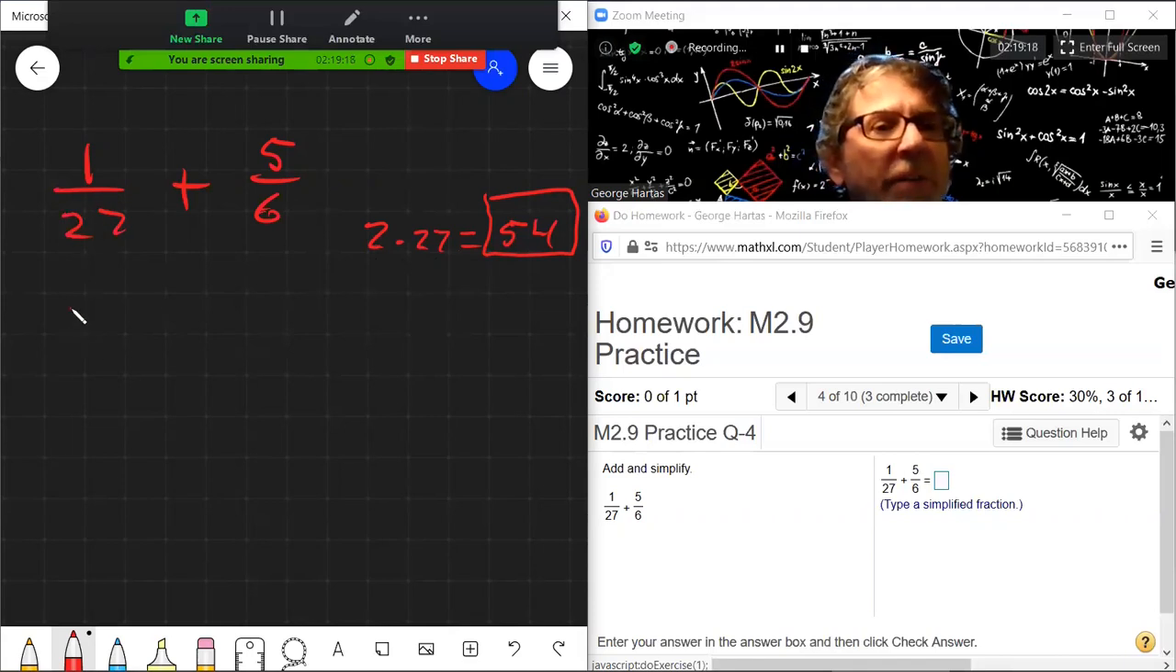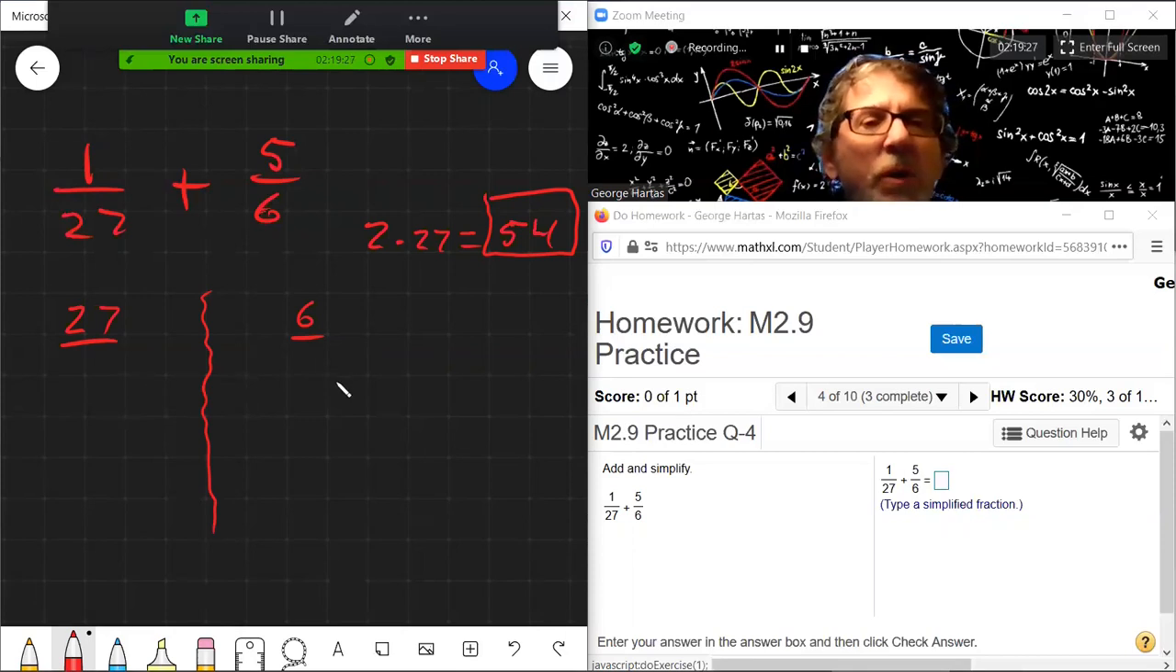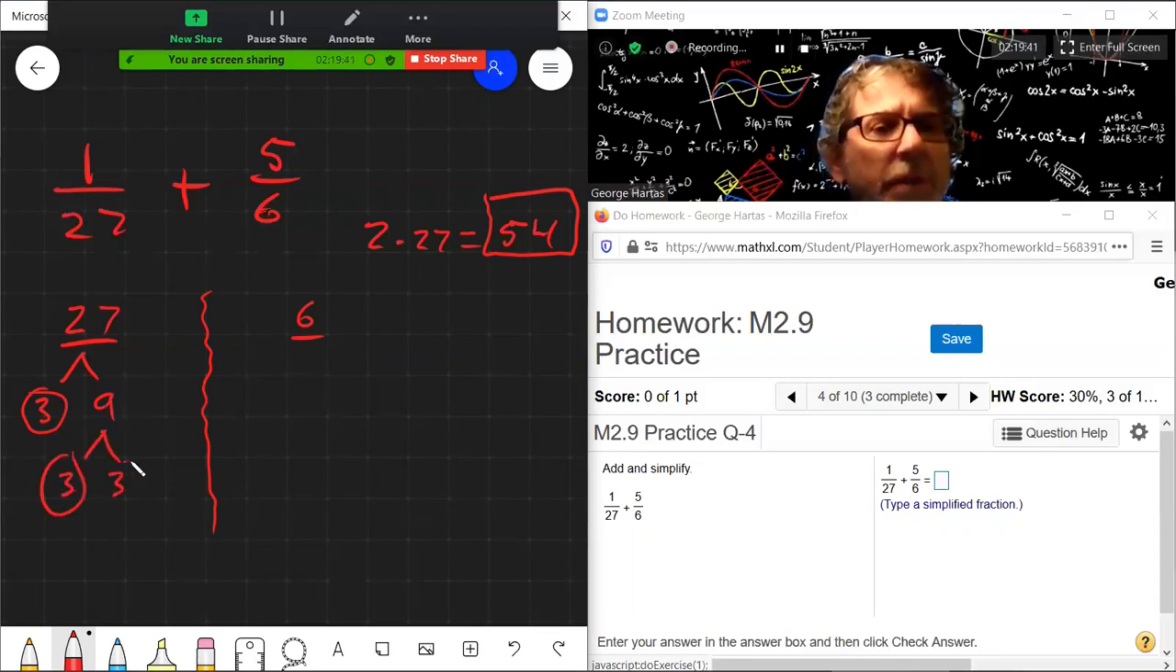So we have 27 here. And then here we got 6. Put a little divider here so that way we don't cross over with our factors as we're going down the branches. So 27 is the same as 3, prime, circle your prime numbers, times 9. And 9 is the same as 3 times 3. 6 is the same as 2 times 3. LCD.